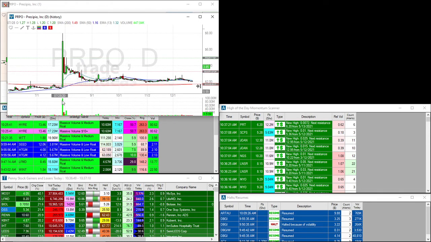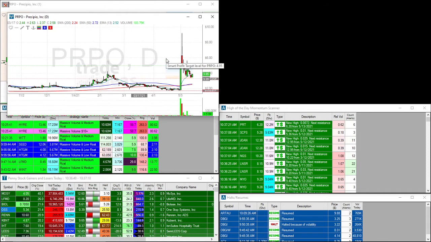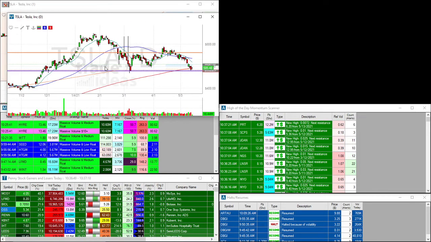Look at this huge candle compared to anything else that's around it. So PRPO, another good example there. Now, a great example from yesterday, which may not happen right away and really early in the day, because I did alert this earlier on, was Tesla.